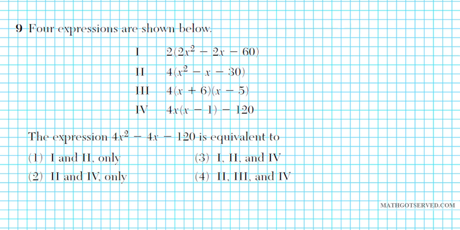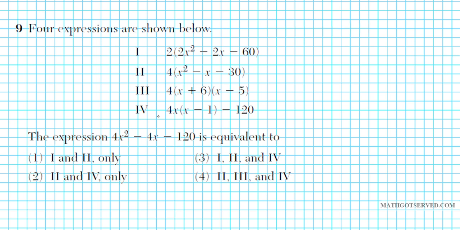All right, let's take a look at number 9. Number 9 reads, 4 expressions are shown below. Okay, and we have these 4 expressions here. Question: the expression 4x squared minus 4x minus 120 is equivalent to, so which one of these? Now, the safest way to approach this problem is to see if you can simplify these options to arrive at this target expression here.